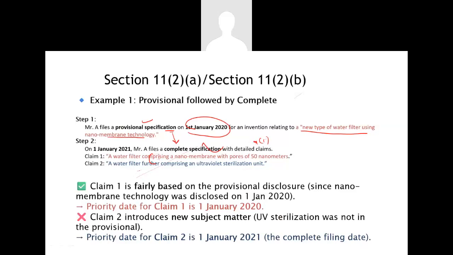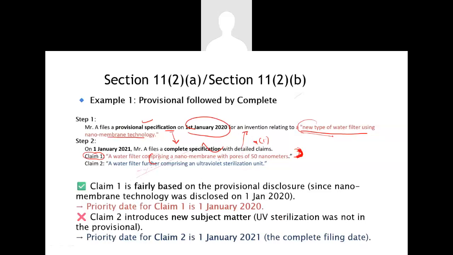So what this complete specification gets is two claims. Claim number one is the exact copy-paste of the disclosure from the provisional itself. The provisional has a new type of water filter, nanomembrane technology, disclosed. The same is being claimed in the complete specification also. So as I said, wherever this subject matter was first disclosed, or wherever it finds its fair basis, that would decide its priority date. First of all, it was first disclosed in the provisional specification itself.